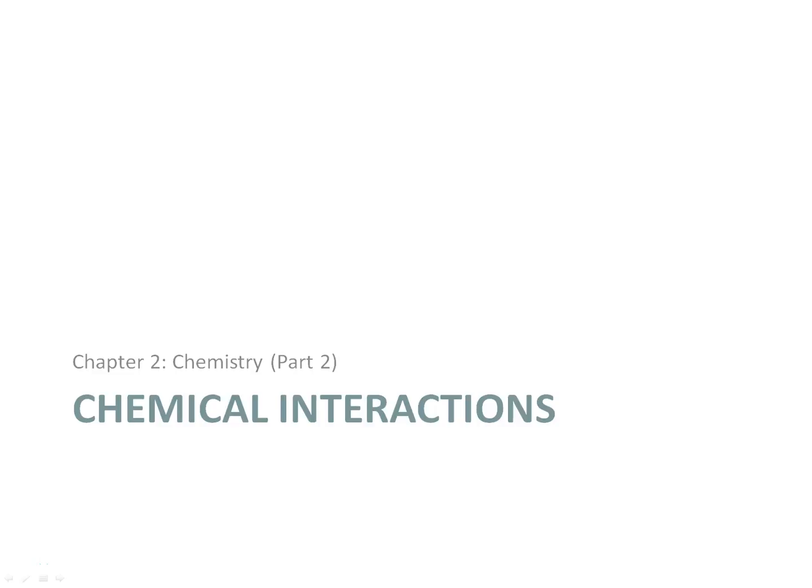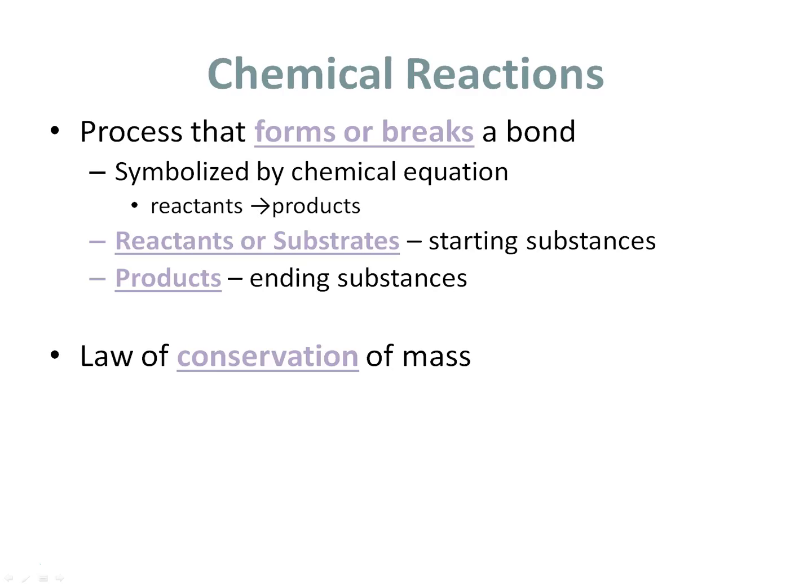Our second part of our discussion of chemistry involves chemical interactions and chemical reactions. Chemical reactions are processes that form or break a bond. These are symbolized by a chemical equation. On the left side of the equation, we have our reactants or starting substances. On the right side of the equation, we have products, our ending substances. We normally have an arrow that goes from the reactants to the products that indicates the direction of the reaction.